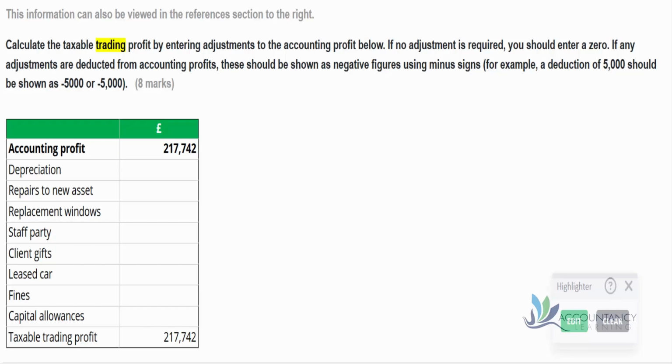So remember that this assessment is going to be marked by a computer, and you need to follow the instructions or the computer simply won't recognize your answer. So if you just leave it blank, for example, you would get no credit for that.